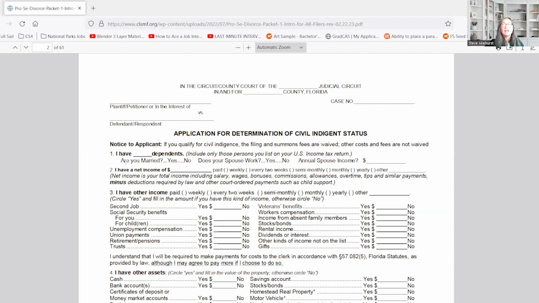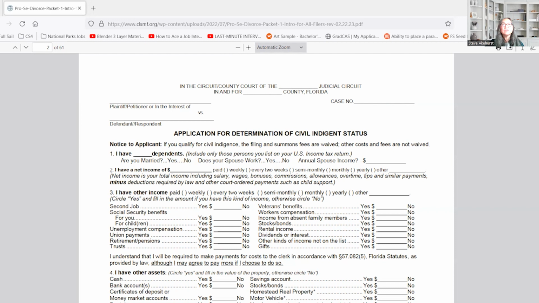And then it asks you, are you married? And at this time, you're still married. And then it asks, does your spouse work? Yes or no. And if you know your spouse's income, write it; if you don't know, you just write unknown. It doesn't have to be exact to the penny. You just have to make sure you get at least a rough estimate. If you don't know, you're going to write unknown.